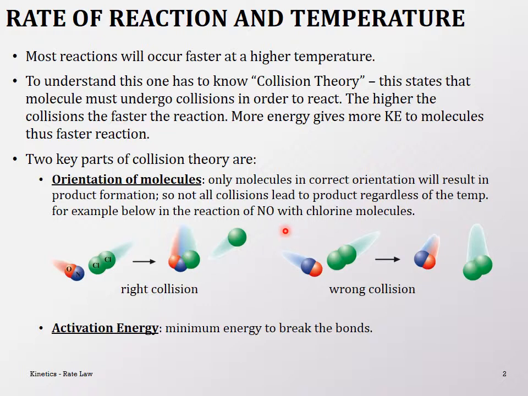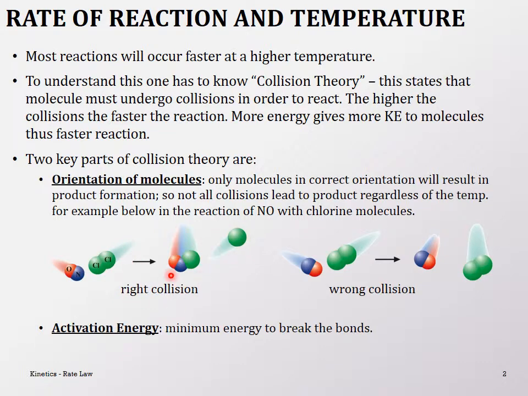For example, if we look at this collision where you have a reactant nitrogen monoxide reacting with chlorine, and the nitrogen has to form a product with chlorine, then nitrogen should be facing chlorine to form the bond. If the oxygen is facing chlorine, then you're not going to form any bond, which means no product is forming here. However, when the nitrogen is facing the chlorine, then the product is going to form. Now, if you have plenty of reactants, then the majority of the molecules will be in the correct orientation.